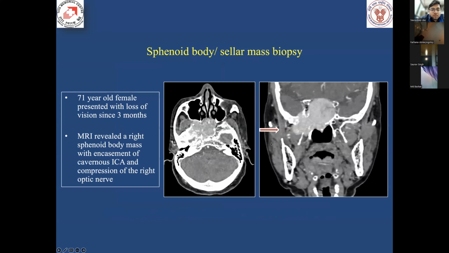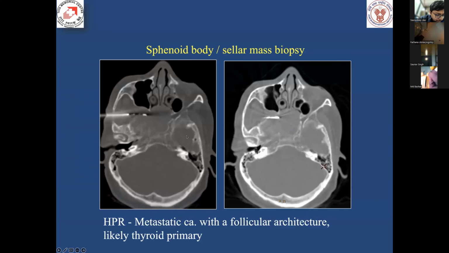This is a 71-year-old lady who presented with loss of vision, and imaging shows a skull base tumor involving the sphenoid bone, a large tumor here you can see, and this is the zygomatic process. We go subzygomatic, and this is how we plan to go and target. You can see the vessels over here. They can be avoided. And the histopathology turned out to be follicular architecture, likely primary.